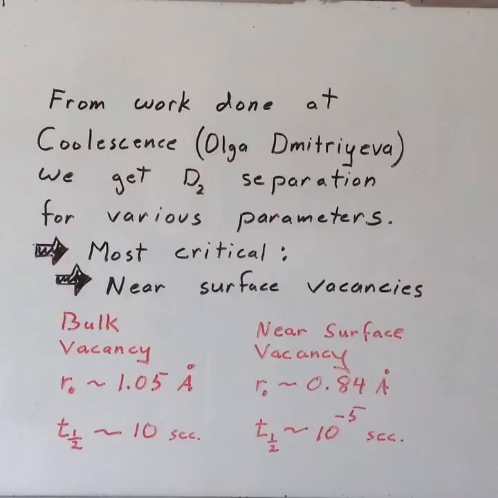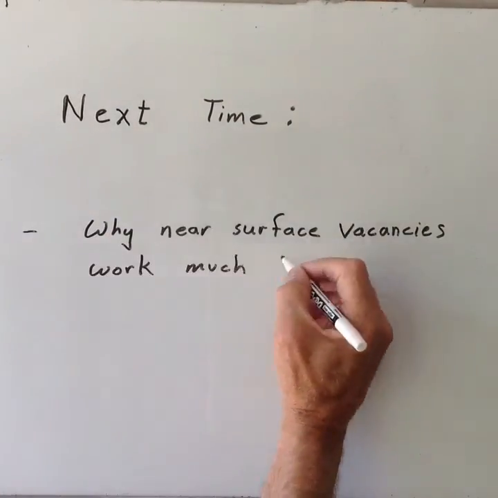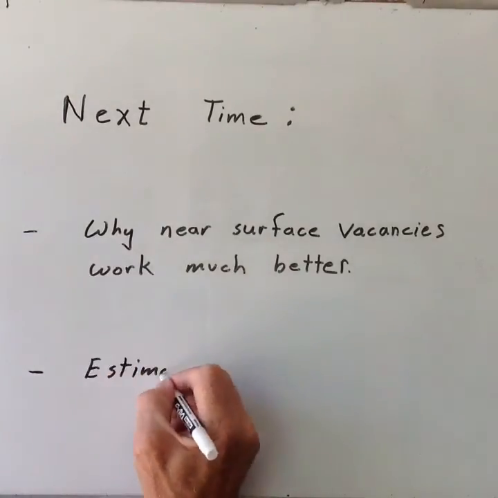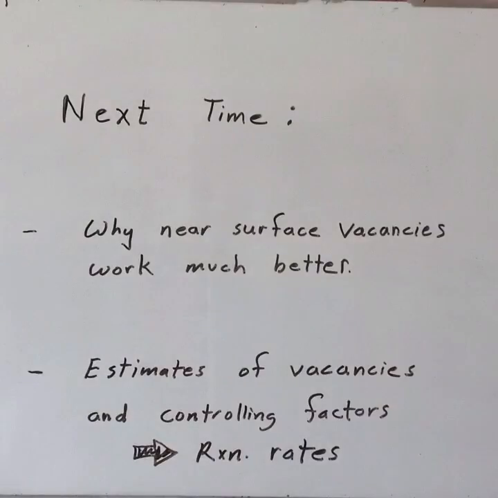Next time we will explain why the near-surface vacancies provide for shorter D2 bond lengths and discuss controlling factors for vacancies and the impact on the overall fusion rates.